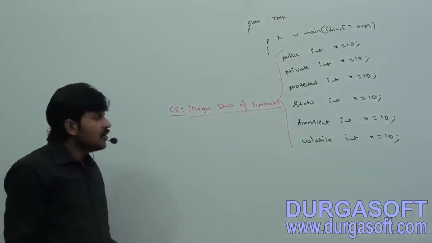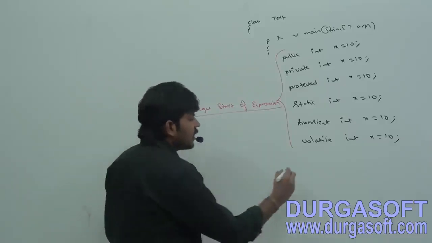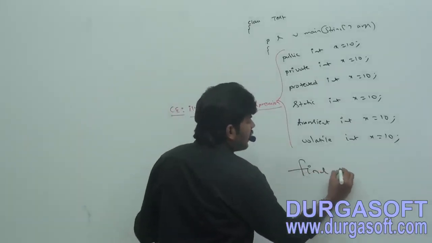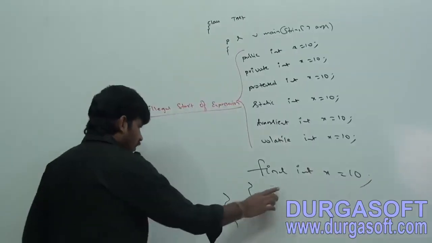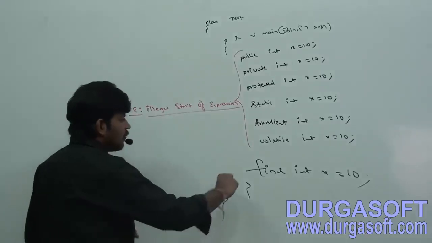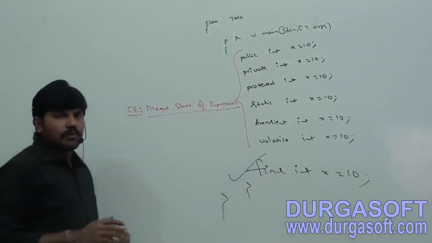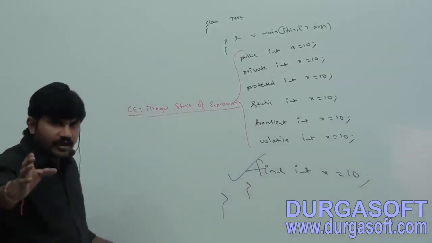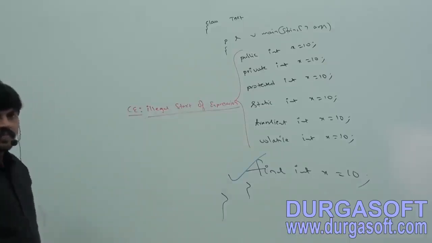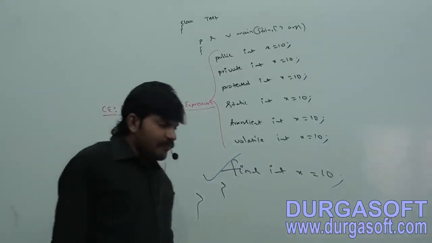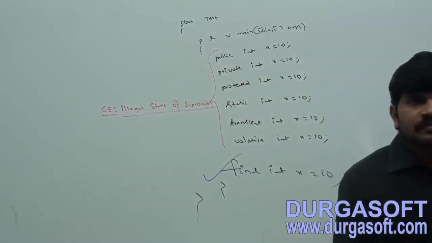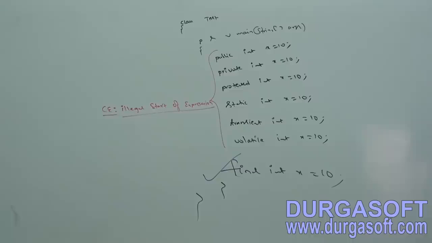I hope it is clear. Now, can I take it like this: final int x is equal to 10? Valid or invalid? This one is perfectly valid, no problem at all. Take this example. So for local variables, only final is the applicable modifier. By mistake, if you try to take any other modifier, you are going to get a compile time error.